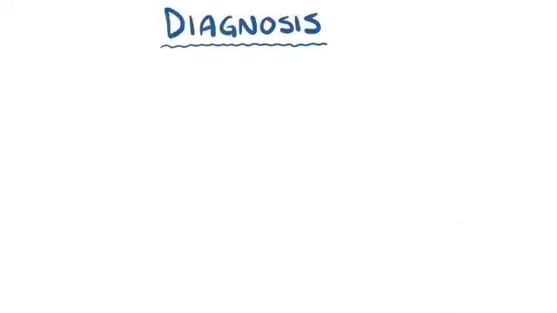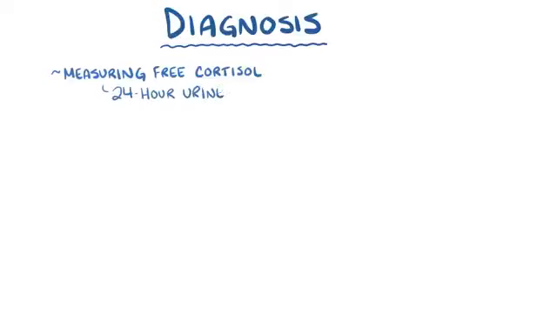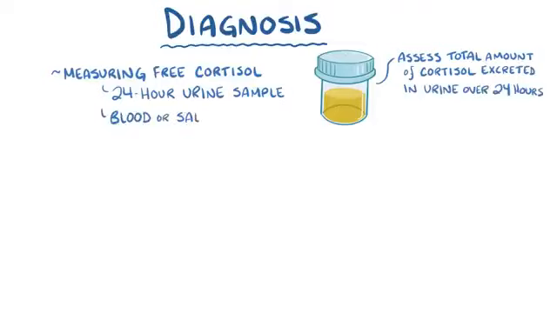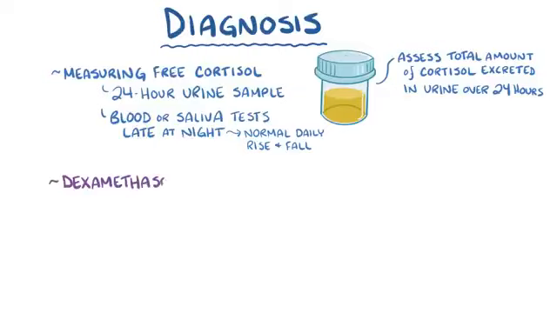Diagnosis of Cushing syndrome is initially based on measuring the free or unbound cortisol in a 24-hour urine sample, in order to assess the total amount of cortisol excreted in the urine over a 24-hour period. Alternatively, blood or saliva tests late at night can help check if there's a normal daily rise and fall of cortisol levels.